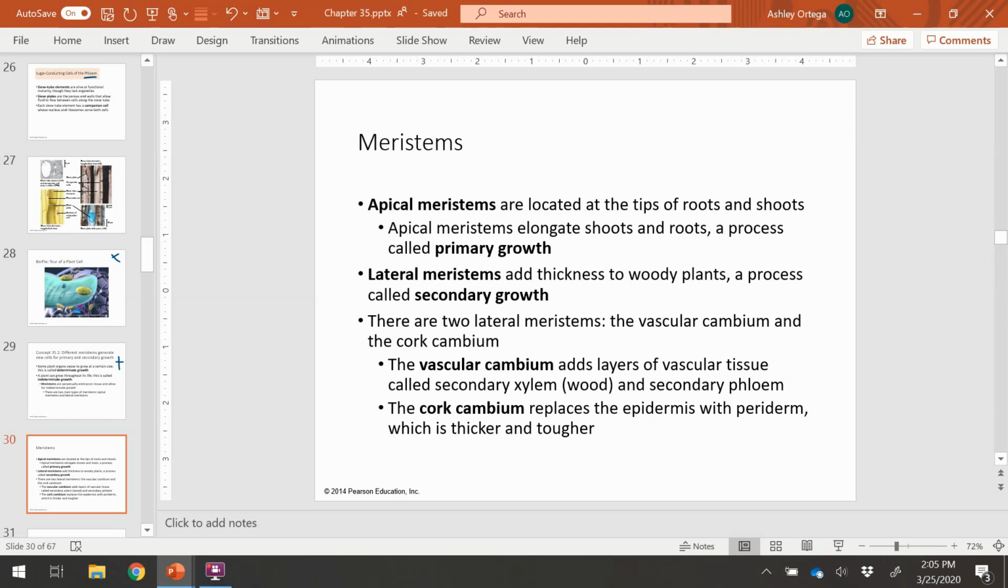Whereas secondary growth is going to make the stem thicker. And so this will be what we see adds thickness to woody plants. These things are done through special meristem tissue that adds more cell layers. So the vascular cambium is going to add vascular tissue, both xylem and phloem. And then the cork cambium will add more bark tissue, essentially. We'll look at that. So these two things contribute to the secondary growth.